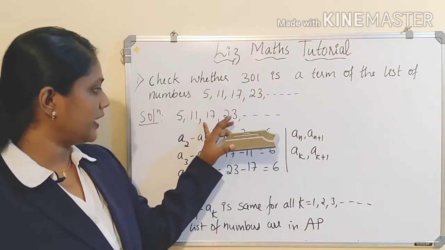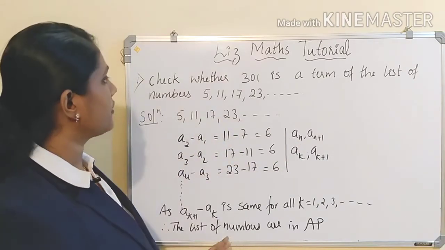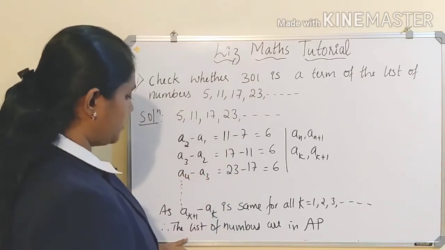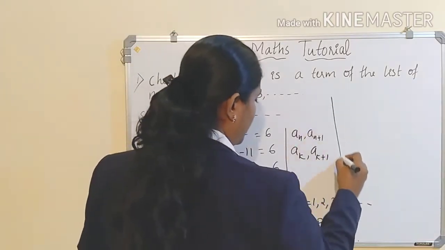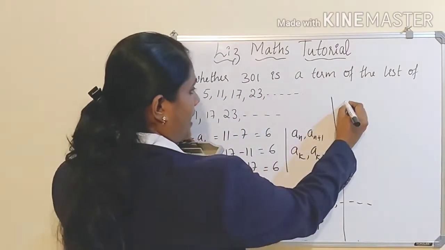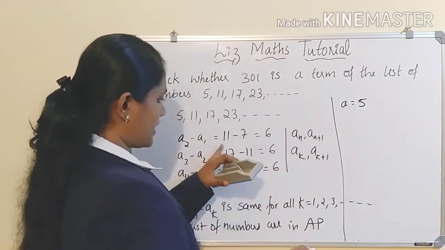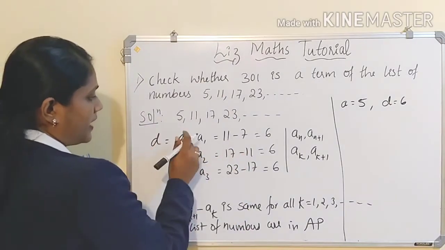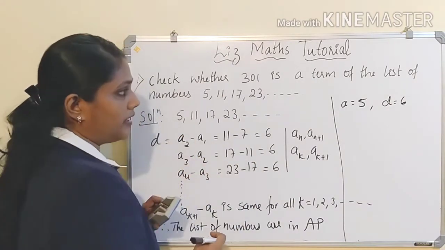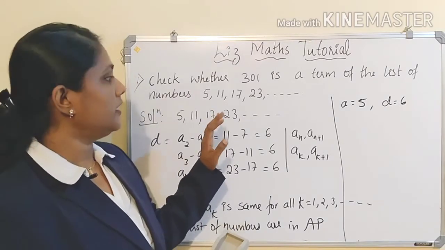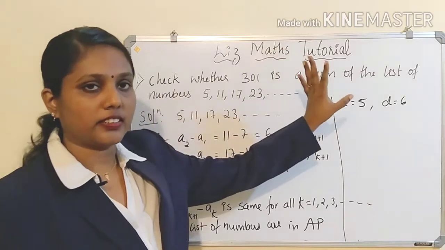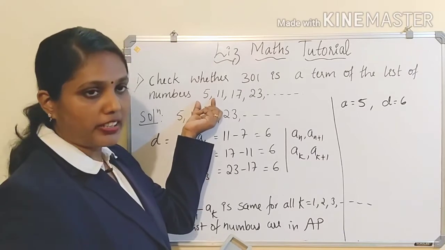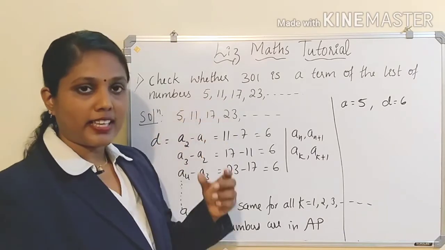After finding that this list of numbers is in AP, what you have to find out is whether 301 is a term of it. Got it? So here you know that the first term is A, which gives you 5, and the common difference is D equal to 6. Now what is the nth term? See here, check whether 301 is a term. In which place that term is, we don't know. For example, A1 means the first term, A2 means that is 11.